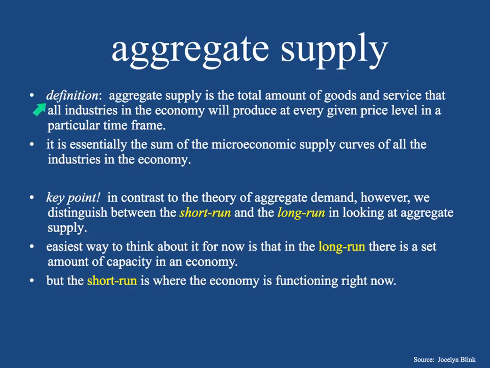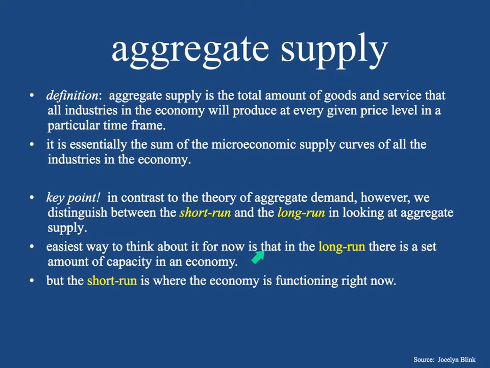First of all, understand that aggregate supply is the total amount of goods and services that all industries in the economy will produce at every given price level in a particular time frame. So that's pretty straightforward. It's essentially the sum of all microeconomic supply curves of all the industries in the economy. You add up all of the microeconomic supply curves, and you get an aggregate supply curve. In the short run, that looks very much like the microeconomic supply curve, in that there's a positive relationship between the price level and the amount of output. But in the long run, it's going to look a little bit different.